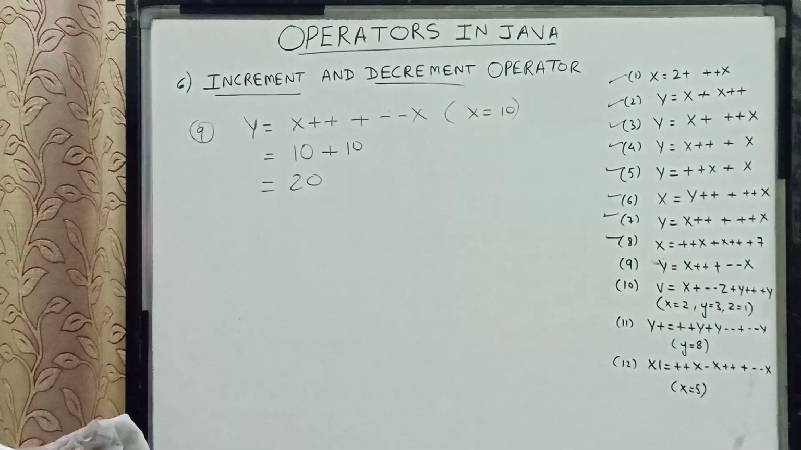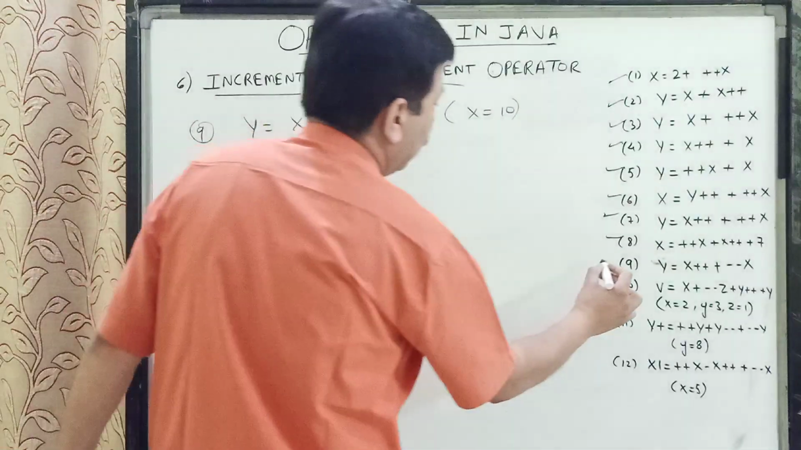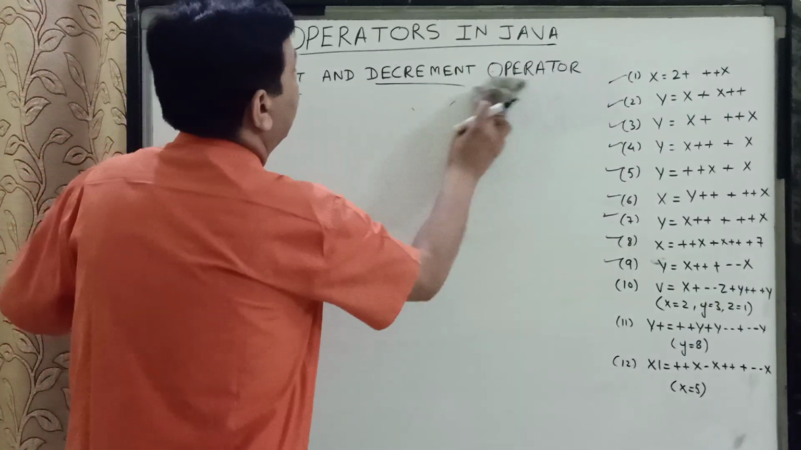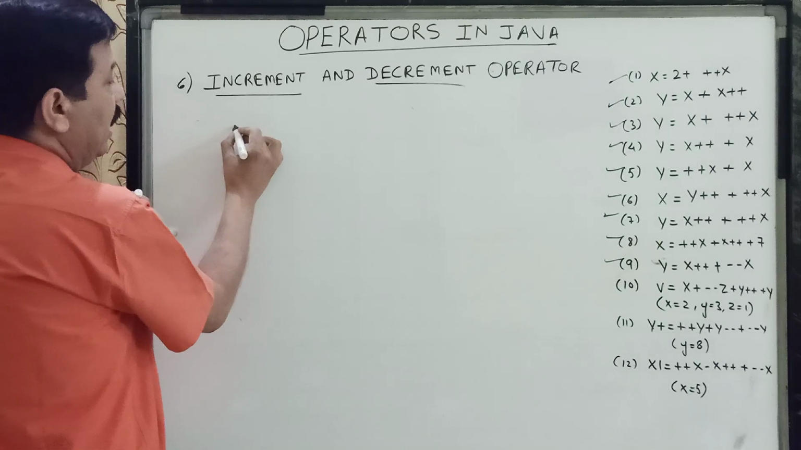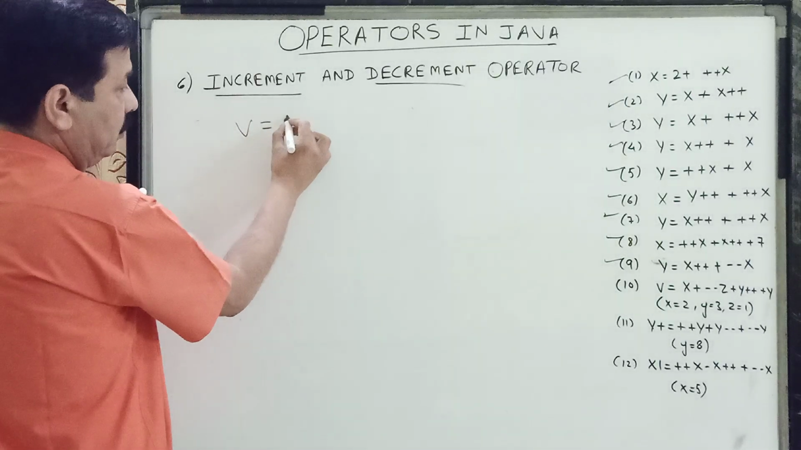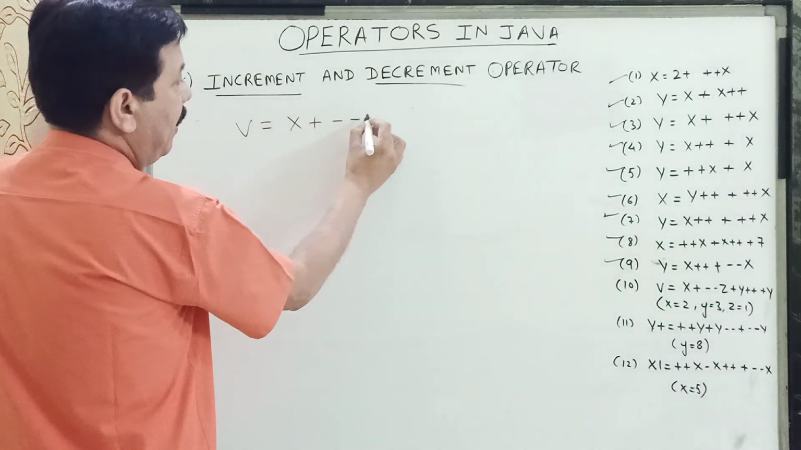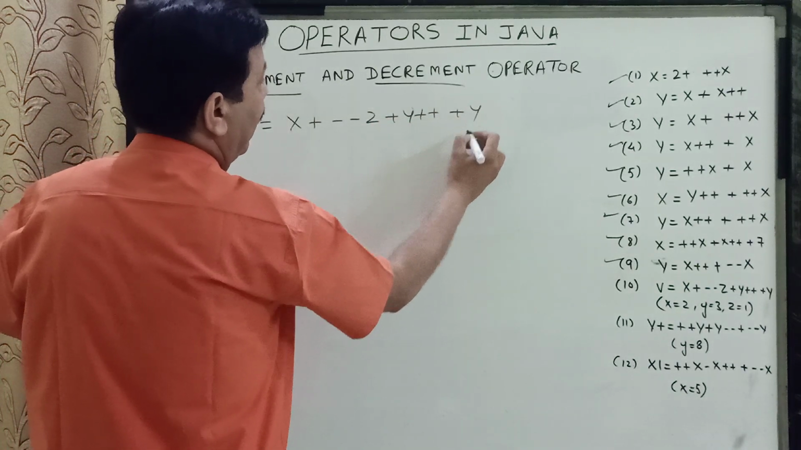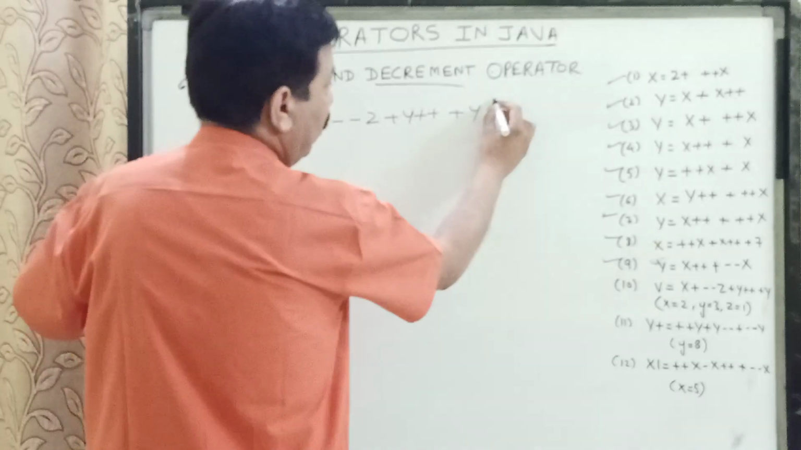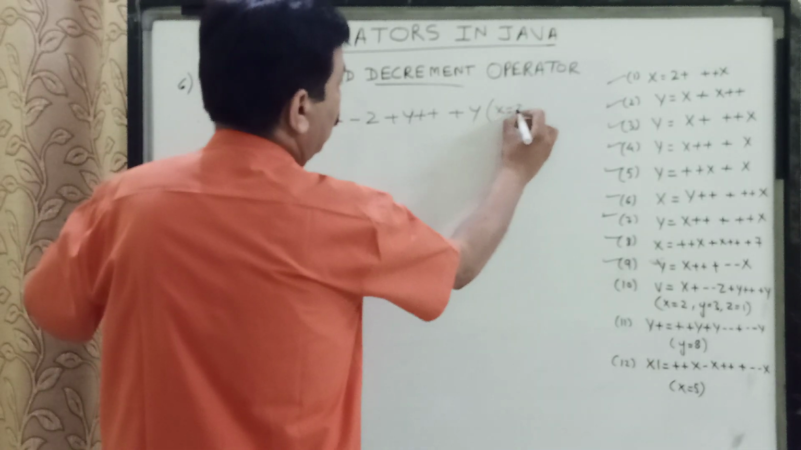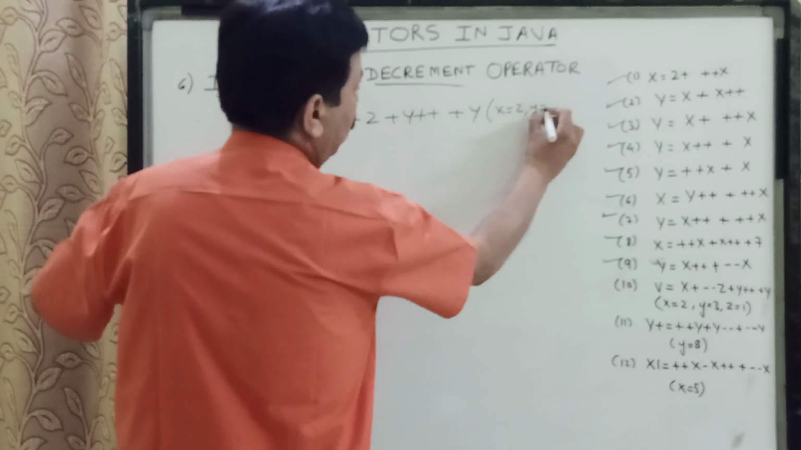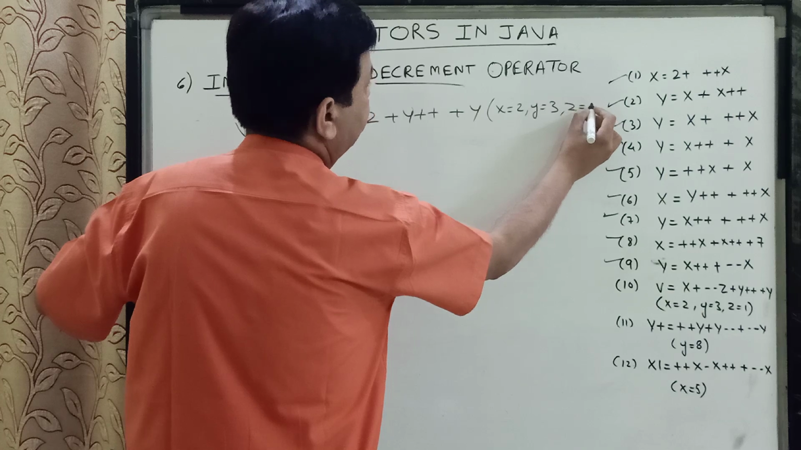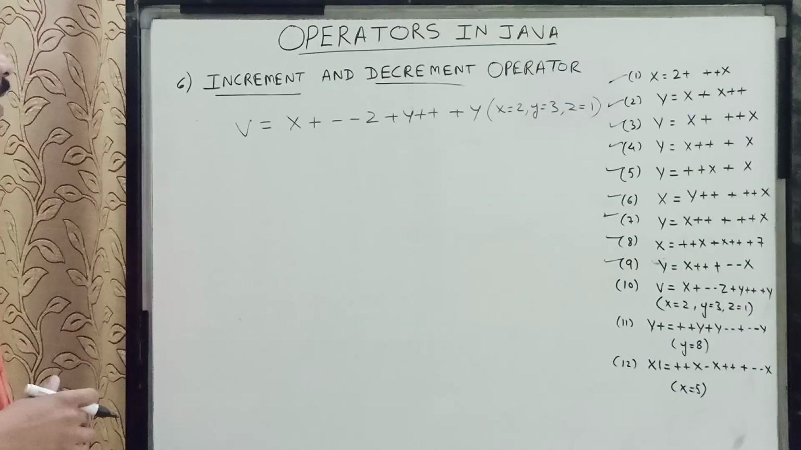Now children, we come to the 10th one, and this is the question asked in 2019 board exams. So this is the question from 2019, and that is v is equal to x + --z + y++ + y. And children, the values given over there are x is equal to 2, y is equal to 3, and z is equal to 1. These are the values given in the board paper.